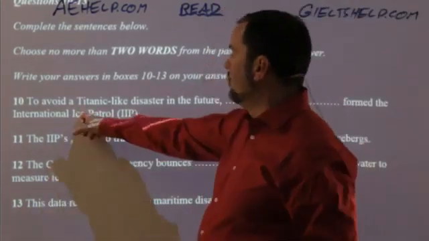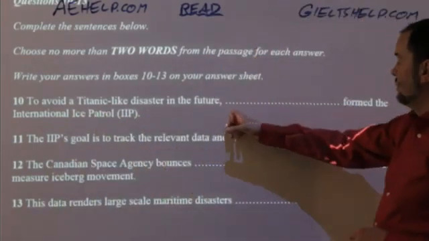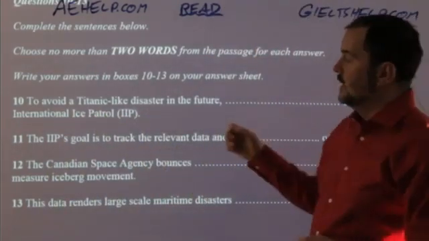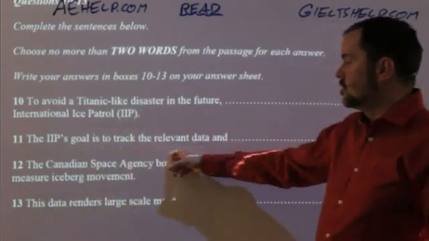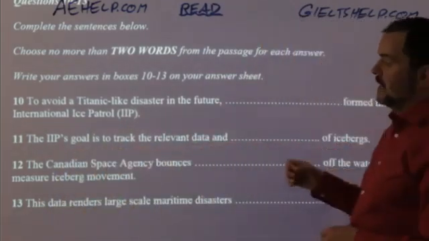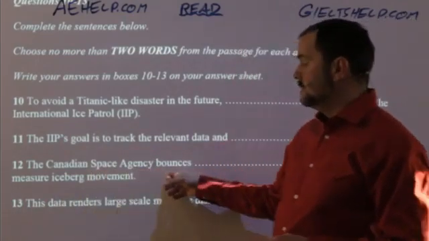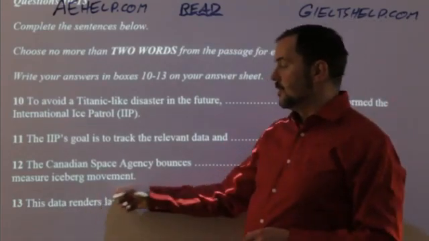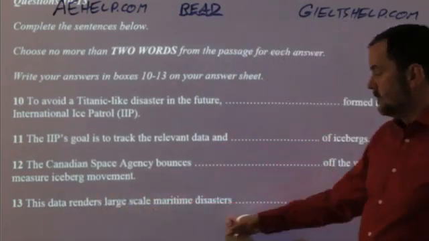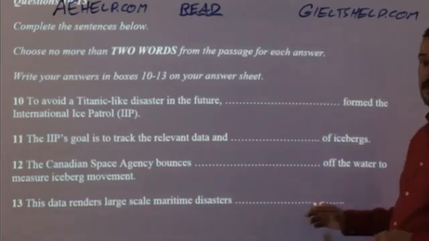Number 10, to avoid a Titanic-like disaster in the future, something formed the International Ice Patrol, IIP. The IIP's goal is to track the relevant data and something of the iceberg. The Canadian Space Agency bounces something off the water to measure iceberg movement. This data renders large-scale maritime disasters something.